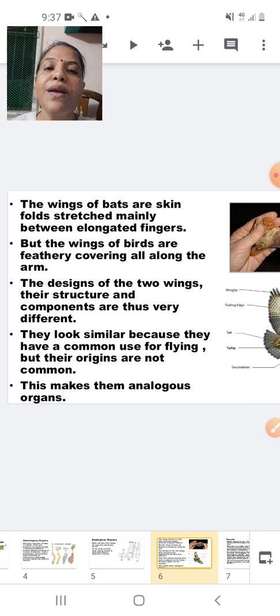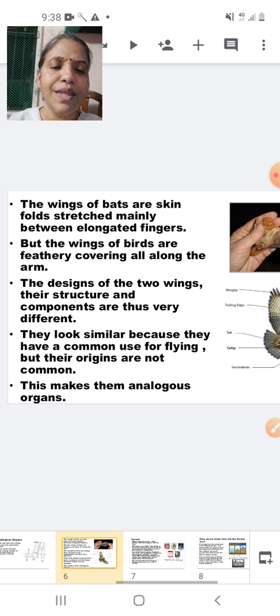They look similar because they have a common use, that is for flying, but their origins are not common. They don't have a common ancestry. They have two different ancestors. This makes them an analogous organ. So we have learned that homologous organs tell us about a common ancestry, whereas analogous organs tell us about a different ancestry.